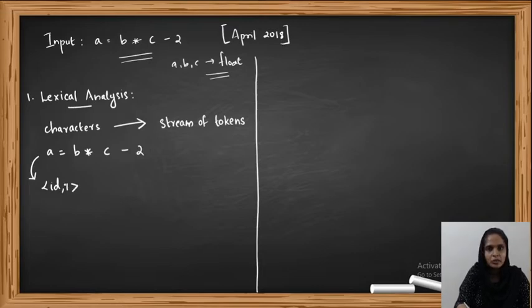I hope you already know why I write like this. If you don't know, please watch my previous video. Okay. So the first lexeme is a, and a is an identifier. So we converted it to the token identifier.